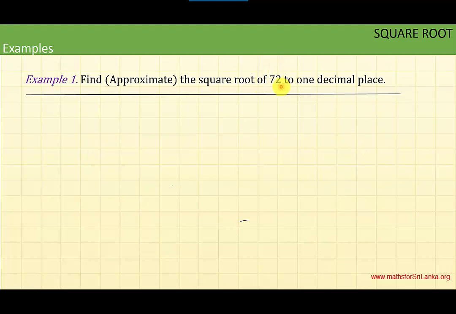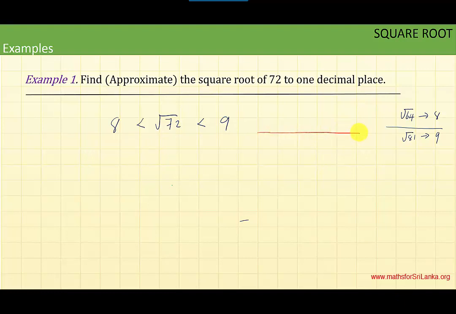In order to do that, we need to find two consecutive perfect squares where 72 lies in between. Now, if you look at the perfect square numbers, the square root of 64 gives us 8, and the square root of 81 gives us 9. So clearly 72 is in between. That means the square root of 72 is greater than the square root of 64, or 8, and less than the square root of 81, or 9.